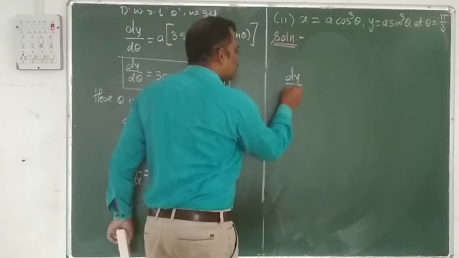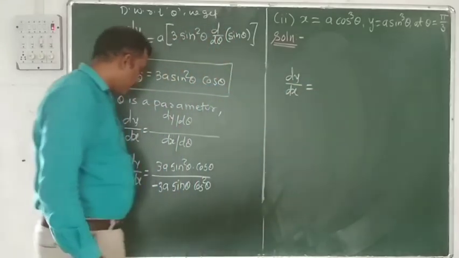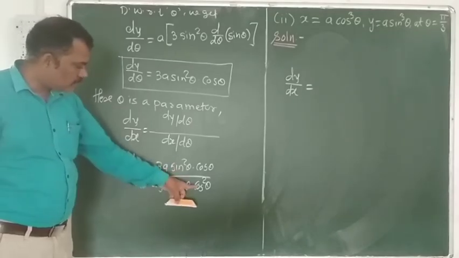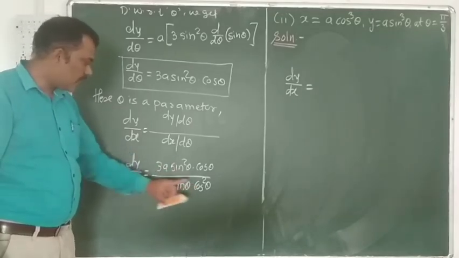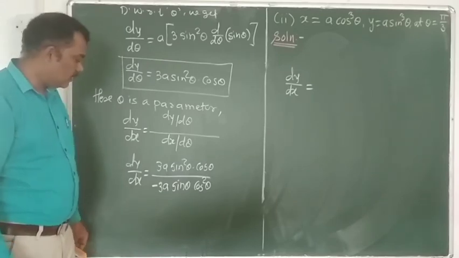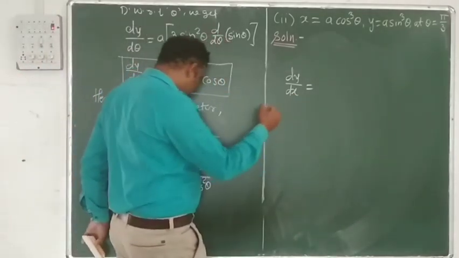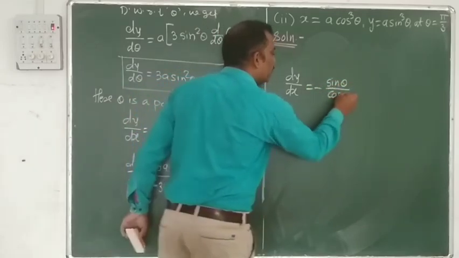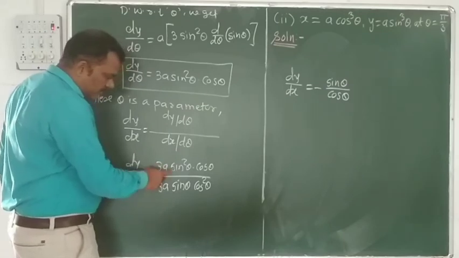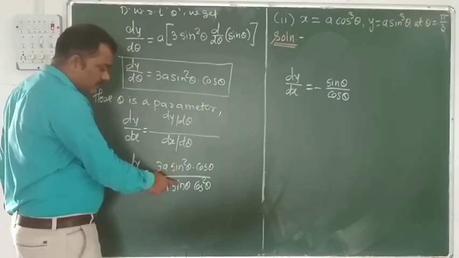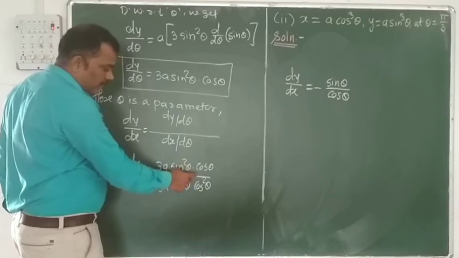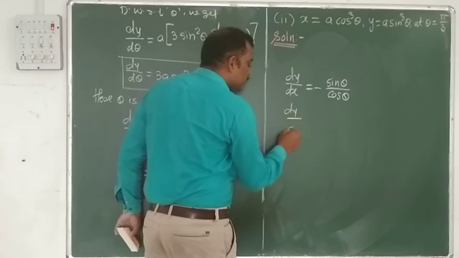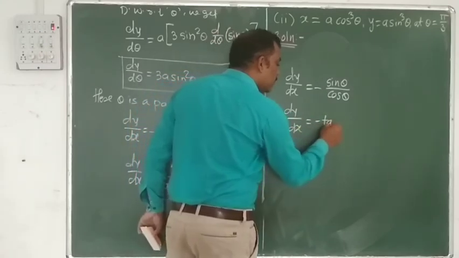So dy by dx is equal to: 3a gets cancelled, from the sin square one sin gets cancelled, from the cos square one cos gets cancelled. So only sin upon cos remains, which is tan. So we can write dy by dx is equal to minus tan theta.